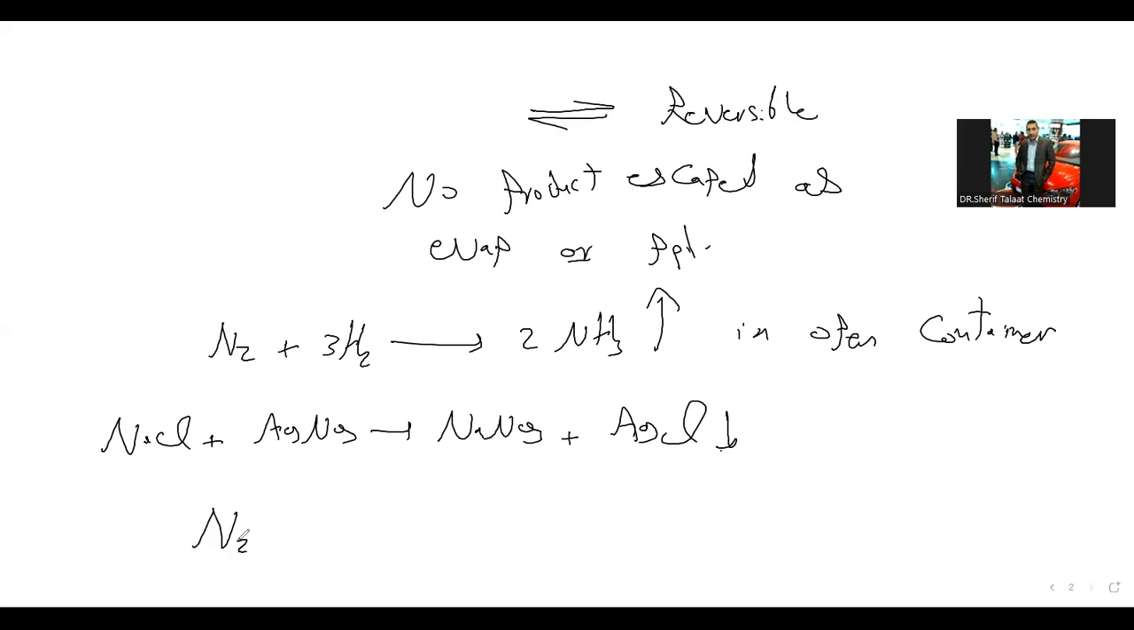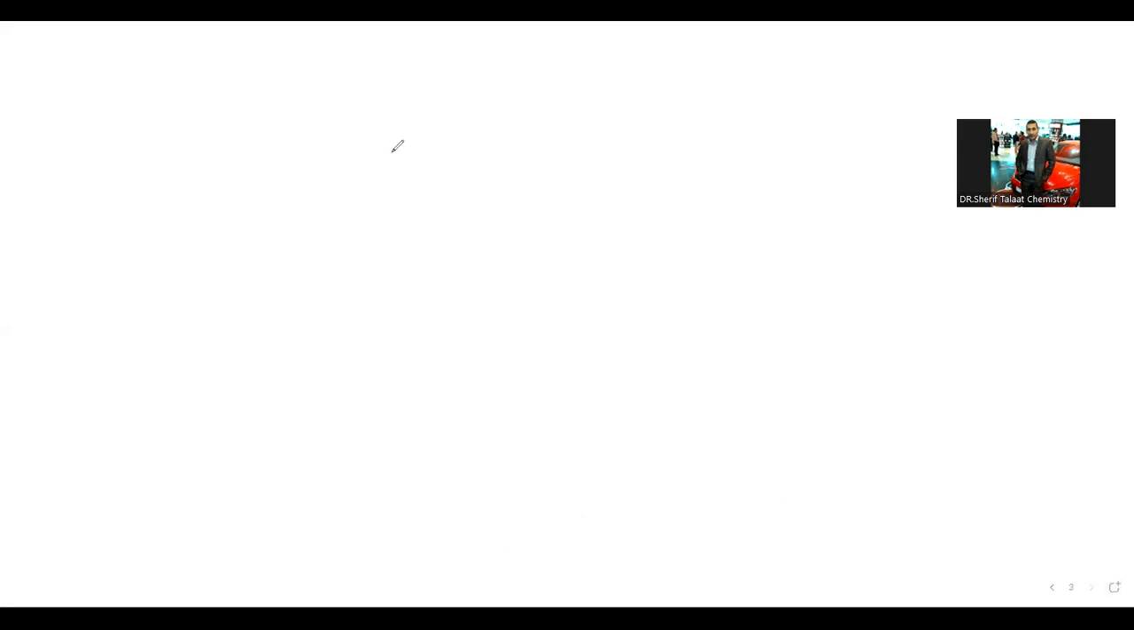But in case of N2 plus 3H2 gives 2NH3, it is a reversible reaction in a closed container. What's the difference between open and closed container? In an open container, gas evolves, while in a closed container, there is evaporation then condensation. After that, in case of equilibrium, there are factors affecting equilibrium.